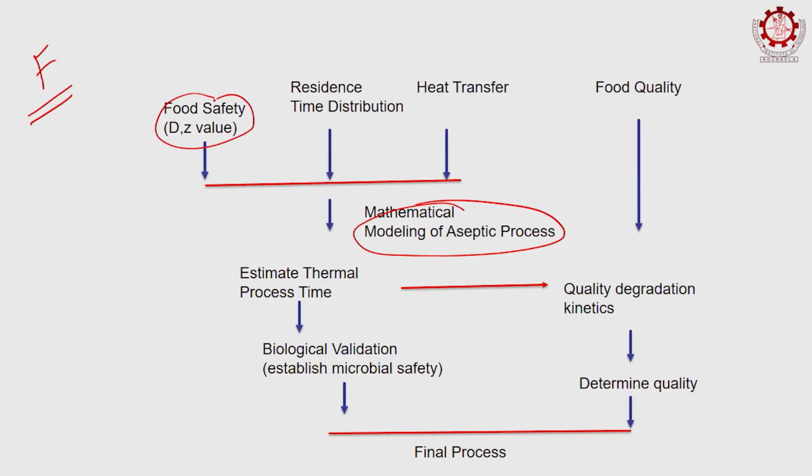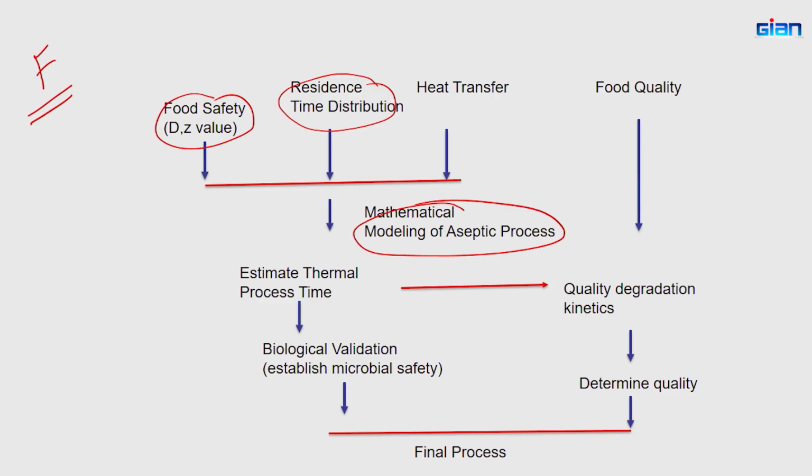So, first you need to know the D and Z values of your bacteria under the appropriate conditions. So, if you are processing at 140 C, you need to know what the D and Z are at 140 C. Then you need to know the residence time distribution. So, in other words, within the whole tube, how much time is it going to be distributed over.